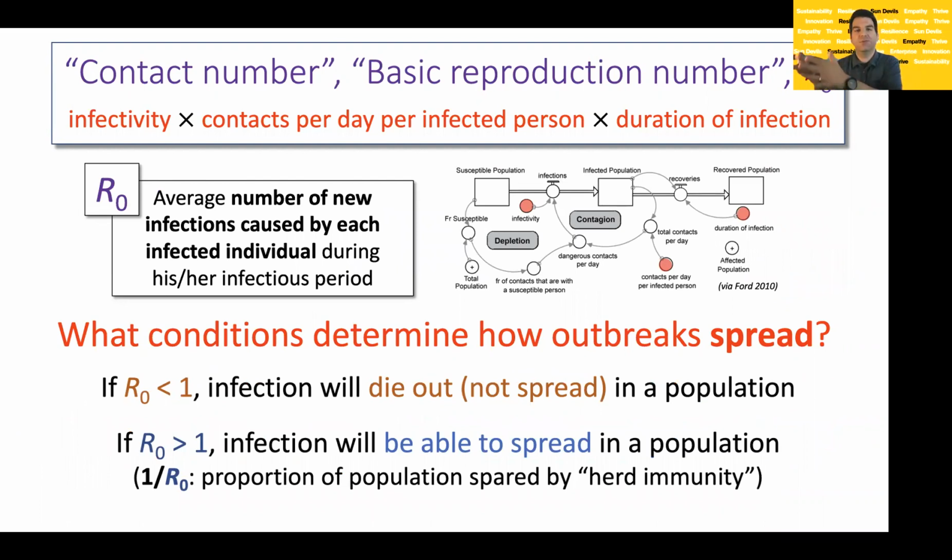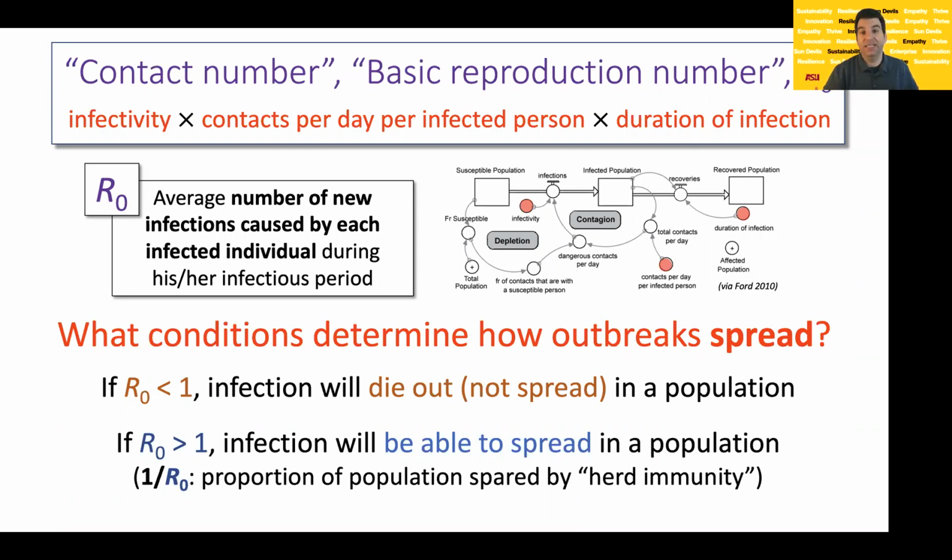It is the product of these 3 factors: infectivity, contacts per day per infected person, and duration of infection. If it's less than 1, then an infection is going to die out naturally. If it's greater than 1, then it's going to spread through a population. And the herd immunity population, crazily enough, is just 1 divided by R naught.